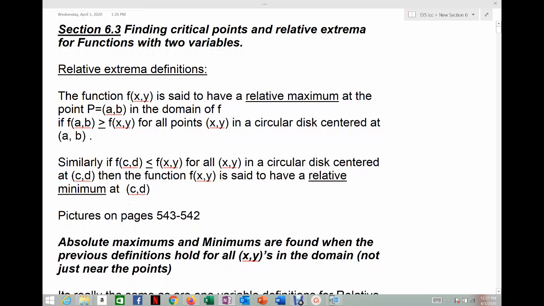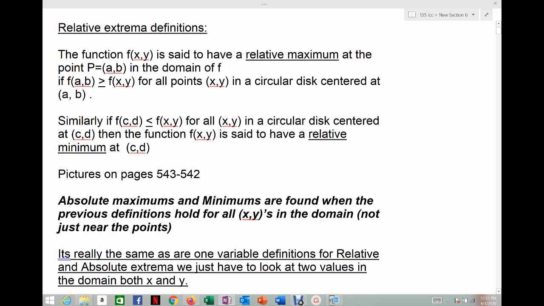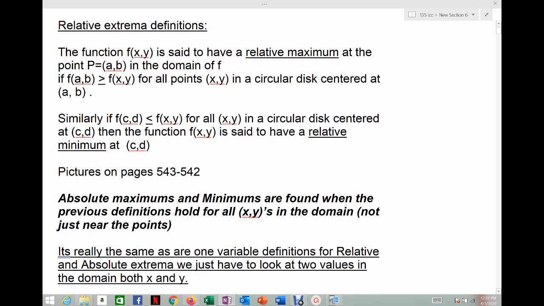Now, the definitions are similar. The difference is it's a little more complex because we're now looking at multivariable functions, functions in 3 dimensions in this case. Alright, so there are 3 dimensions because there's an x, a y, and a z. Alright, so it would be in 3D. Alright, there'd be an x-axis, a y-axis, and a z-axis.